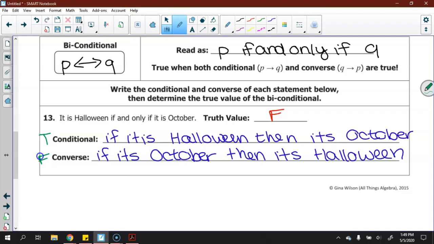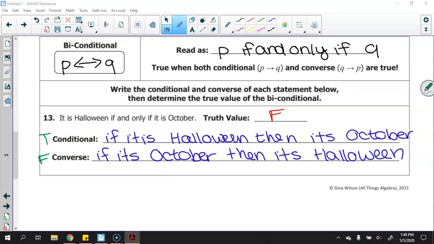So, like for the first one, it is Halloween if and only if it's October. Does that mean that's false because it's not saying it's October 31st? That's exactly it. It could be October 12th. It's still October, but it's not Halloween. So that doesn't work. Okay. Thank you.